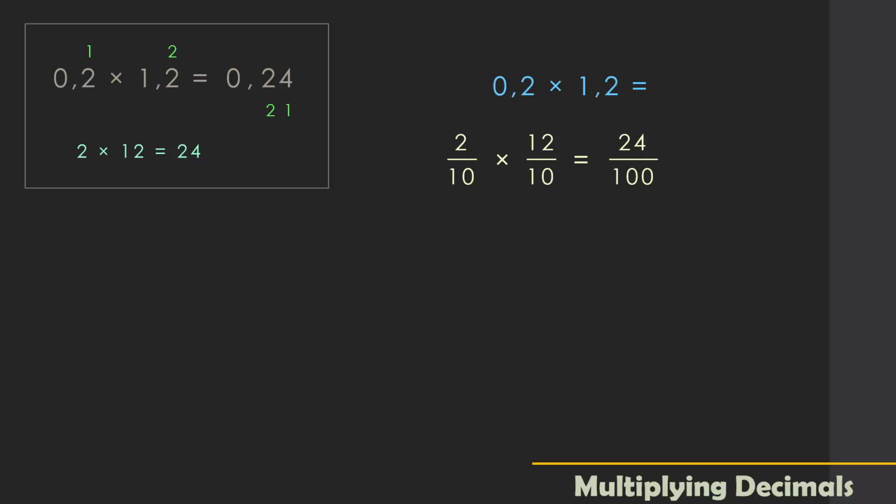We change back the result into decimal. Here denominator is 100. 100 has 2 zeros. So there are 2 digits after decimal point. So the answer is 0.24. 0.2 times 1.2 equals 0.24.